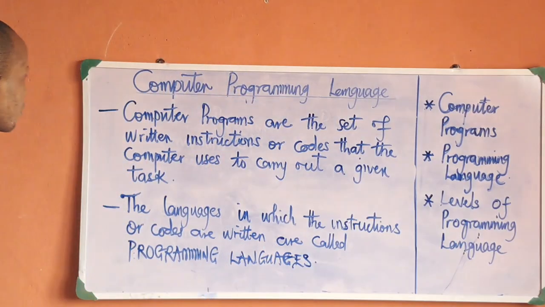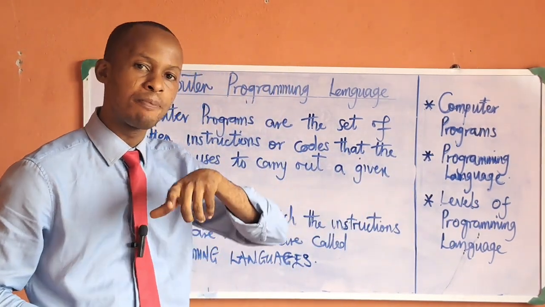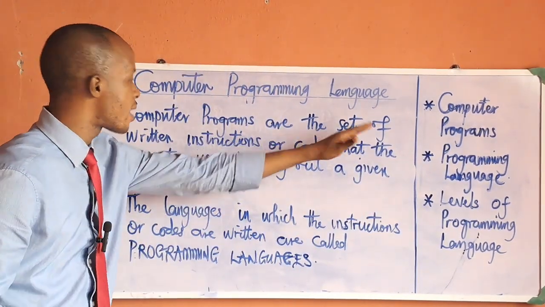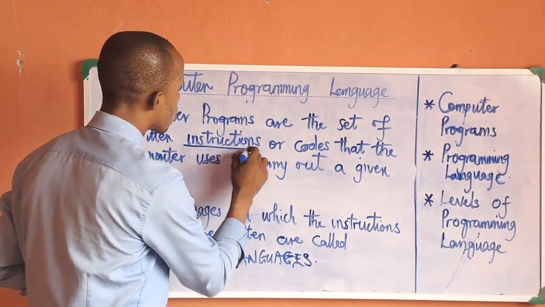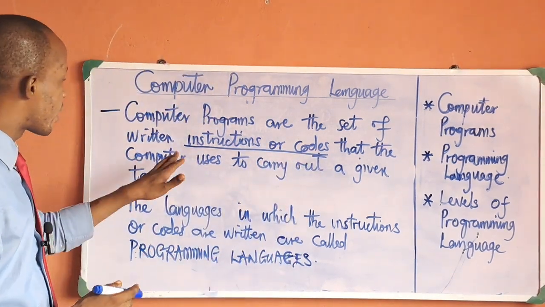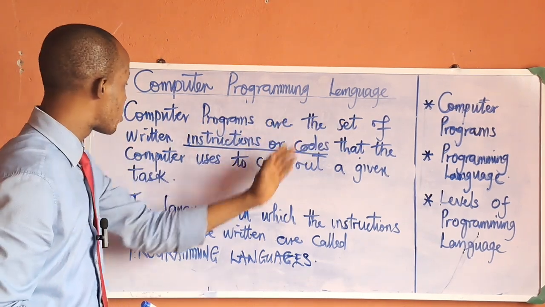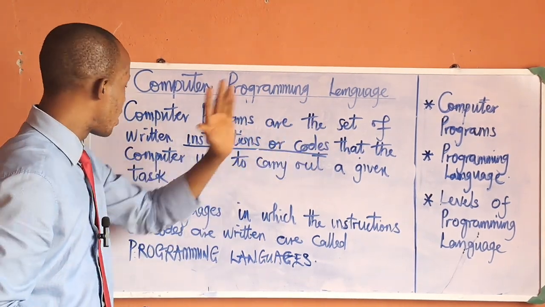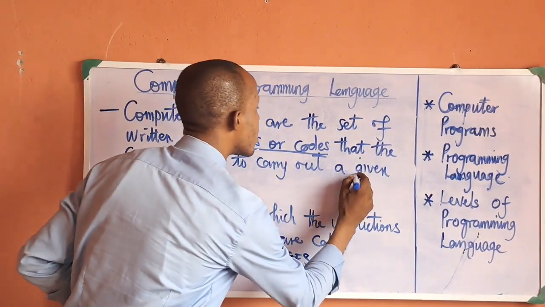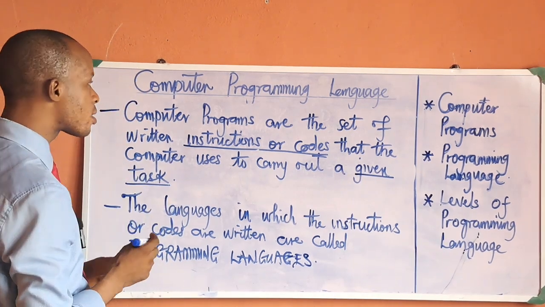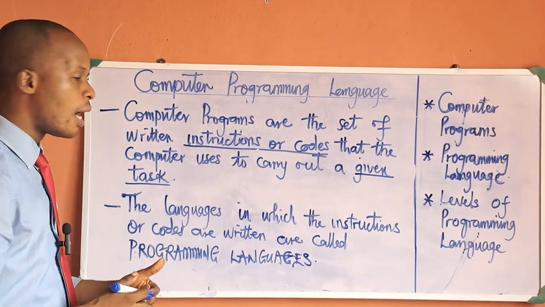Let's go there. What is a computer program? Computer programs are the set of written instructions or codes. Please underline the word instructions or codes, that the computer uses to carry out a given task. The computer has a given task to carry out, and it needs instructions and codes to carry them out.